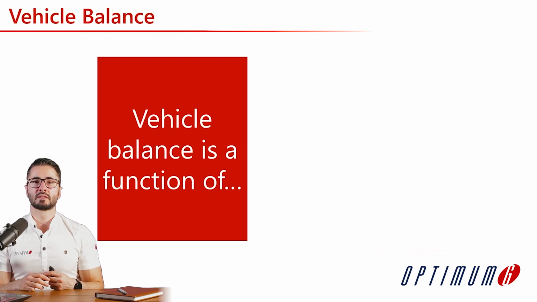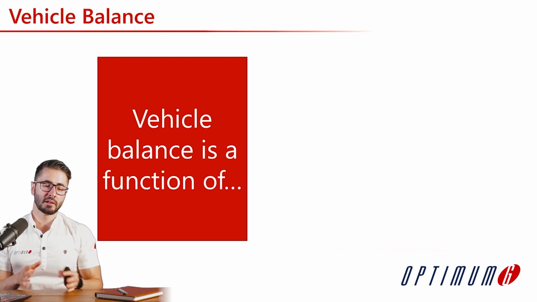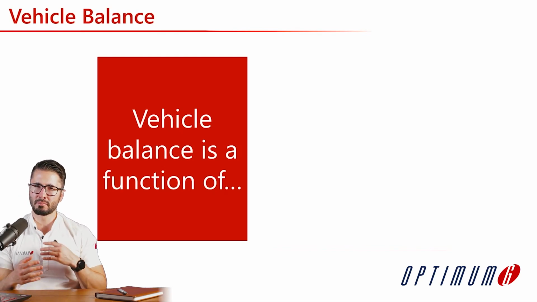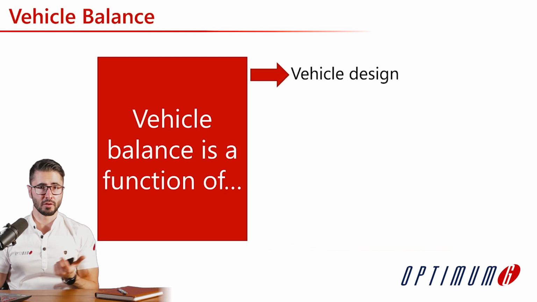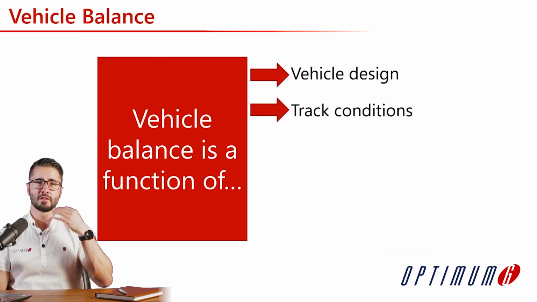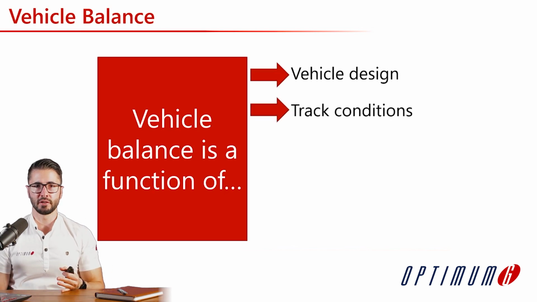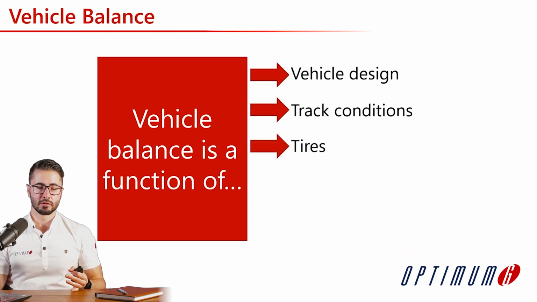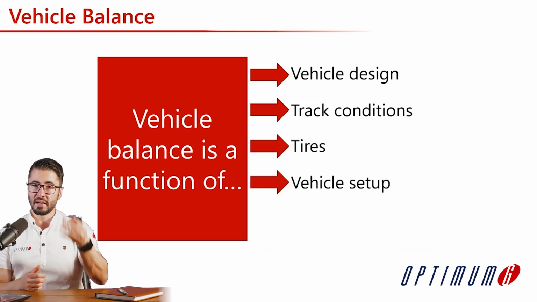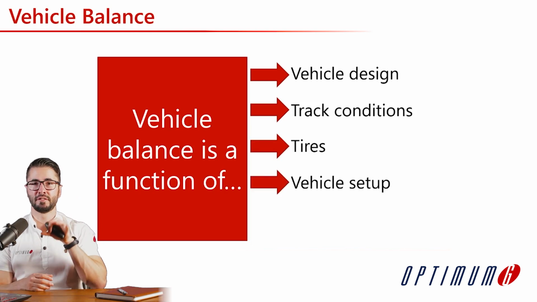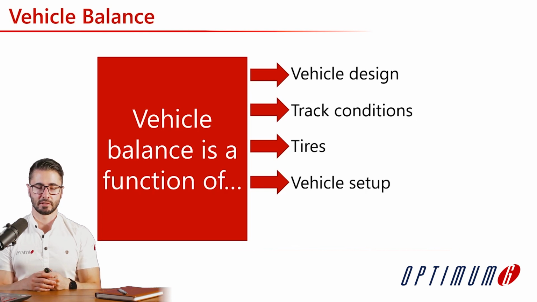So, typically when we are at the racetrack, we're more focused on the vehicle setup. But we have to remember that the vehicle balance is also a function of the vehicle design, naturally. It is also a function of track conditions and tires. So as the track or the tire conditions are changing, it's going to influence the vehicle balance. Then on top of that, we have the vehicle setup that we're typically discussing.